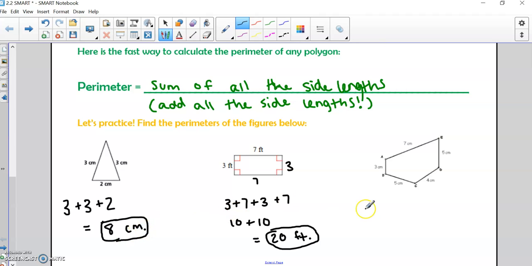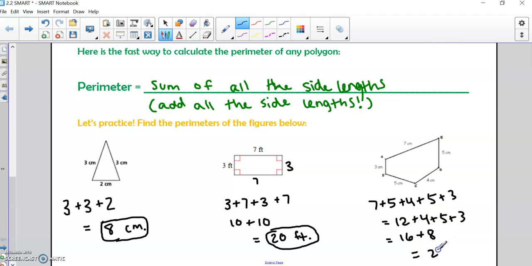All right, and our last practice problem here, we have 7, 5, 4, 5, 3. We're going to add all those together. All right, so when we add all of these together, let's see, we get 7 plus 5 is 12, plus 4 plus 5 plus 3. So we get, this ends up being 16 plus 8. You can also use your calculator to add this, but I just decided to do it piece by piece here. So 16 plus 8 gets us a total of 24 centimeters. So I know that my perimeter here is 24 centimeters.